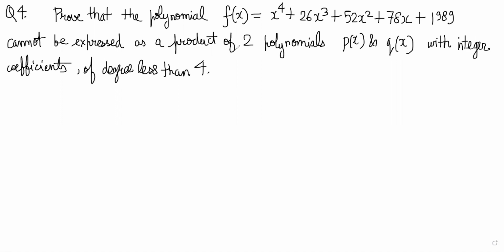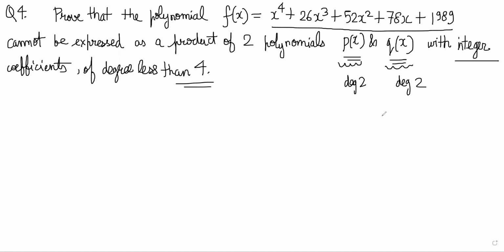Basically, he's saying that you have to prove that f(x) will never be equal to p(x) multiplied by q(x), where p(x) and q(x) are two polynomials with degree less than 4 having integer coefficients. So there are multiple options for p(x) and q(x). How would you arrange them to get a fourth degree polynomial? You can get degree 2 and degree 2, or degree 3 and degree 1. These are the options, so you have to think about both cases.